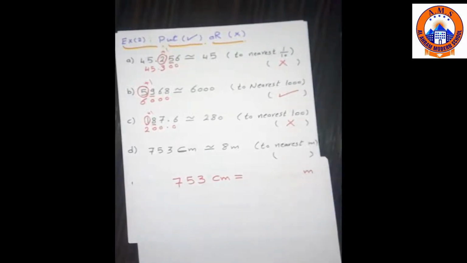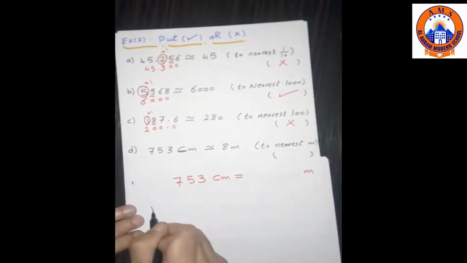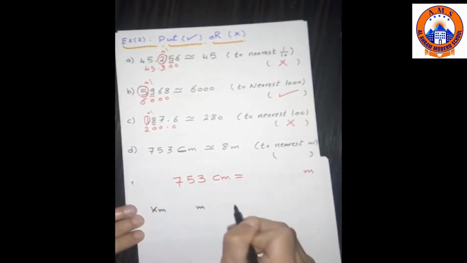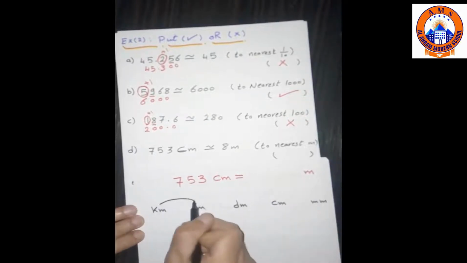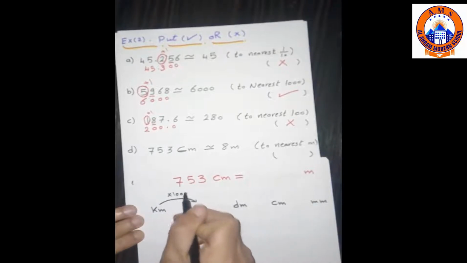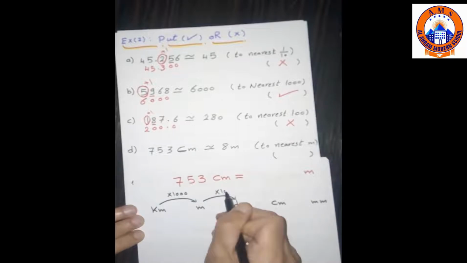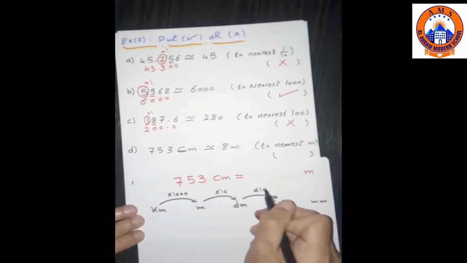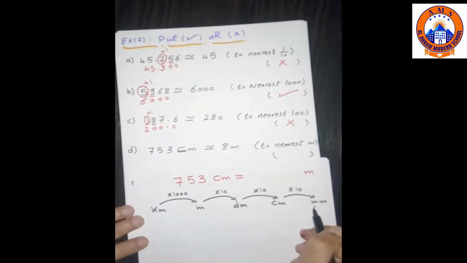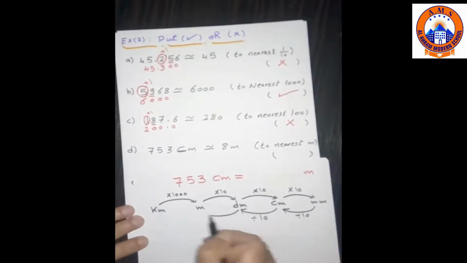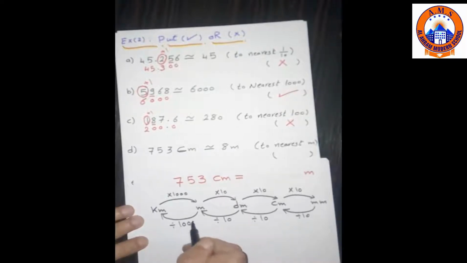Let's remember how to convert between units, as we have taken before: the kilometer, then meter, then decimeter, then centimeter, then millimeter. From kilometer to meter we multiply by 1000, from meter to decimeter by 10, from decimeter to centimeter by 10, and from centimeter to millimeter multiplied by 10. If you are going back, we divide here by 10, and here also by 10, and here also by 10, and the last one divided by 1000.